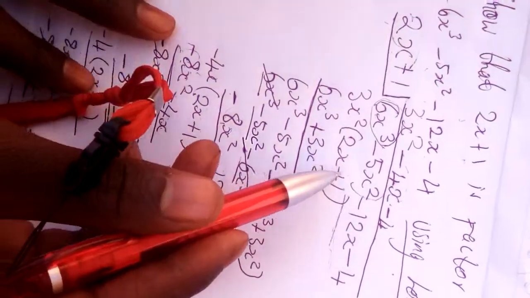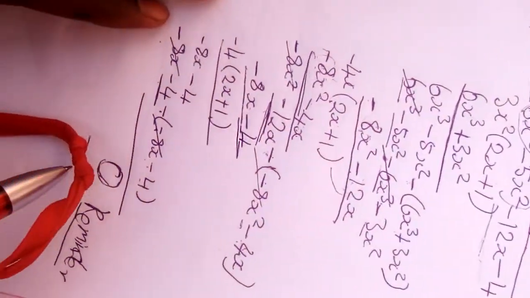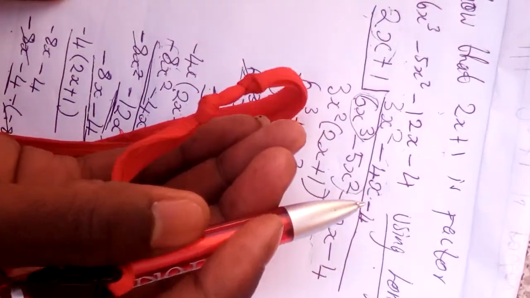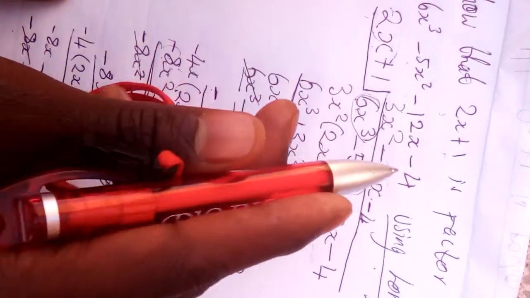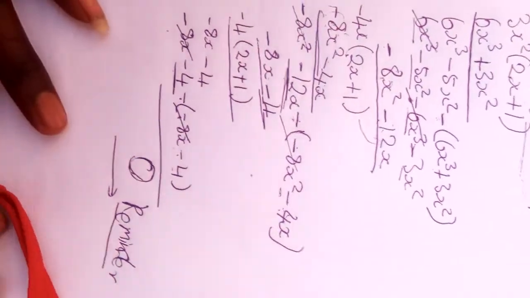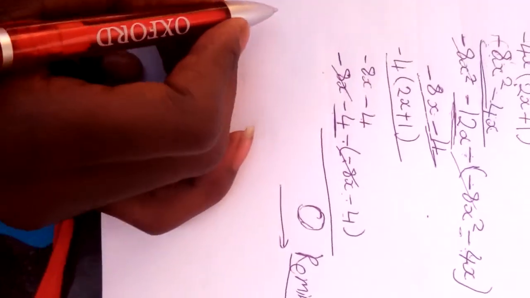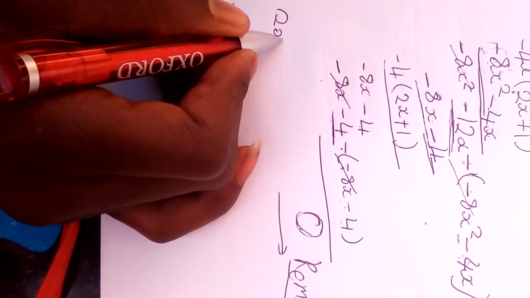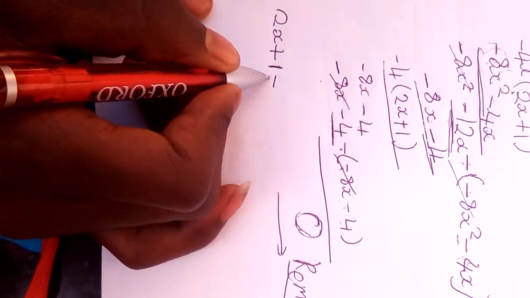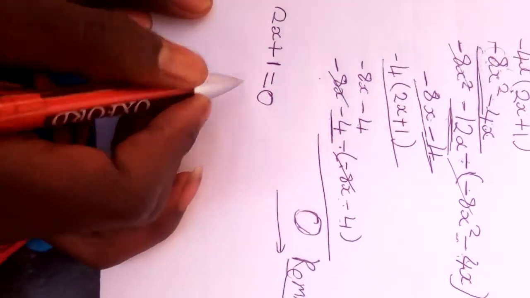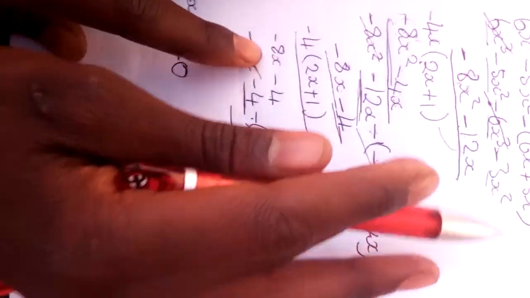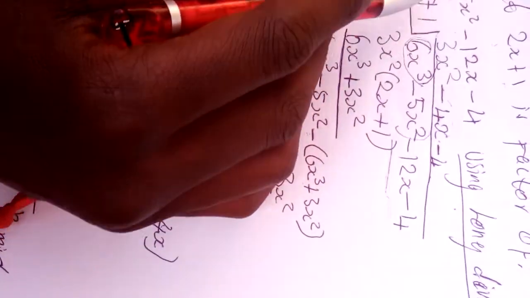I am saying that because at the end our remainder is 0, and for a factor to be a factor of another equation, the remainder has to be 0. Why 0? Because if you check, 2x plus 1 equals 0, because it's a factor of this equation.